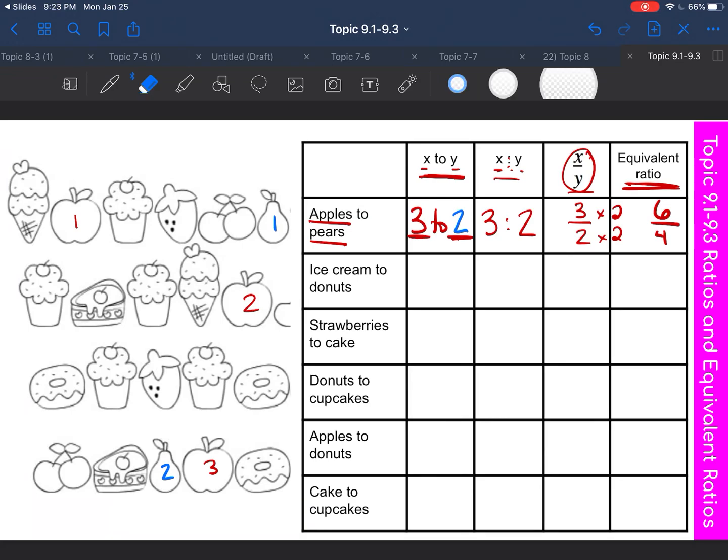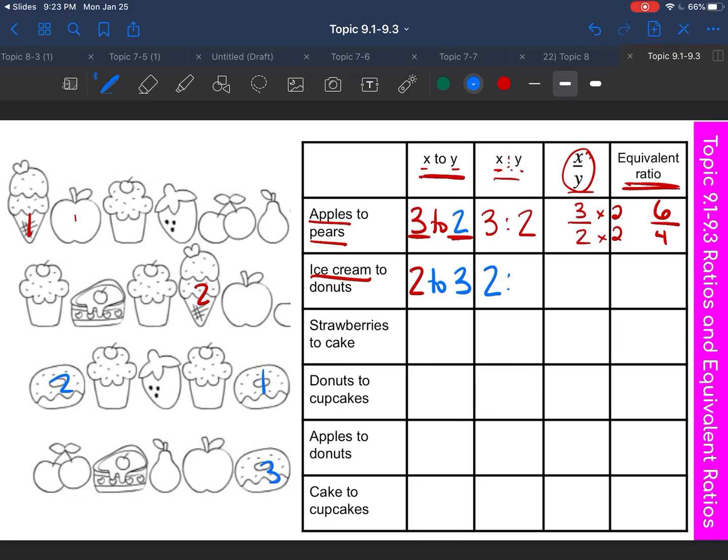Let's look at the next one, ice cream to donuts. Okay, so the amount of ice cream would always come first. So how many ice cream cones do you see? I see 1, 2, and that's all I see. So it's 2. And then to donuts, I see 1 donut, 2 donuts, 3 donuts. So it would be 2 to 3. Ice cream comes first, donuts come second. All right, so we can write it 2:3 and 2/3, or 2 to 3 is our fraction.